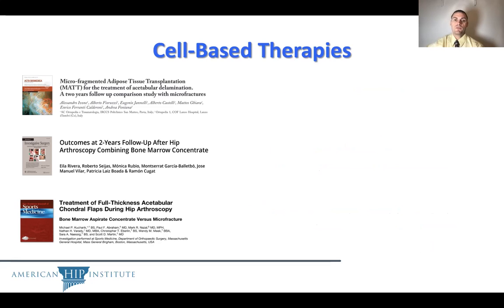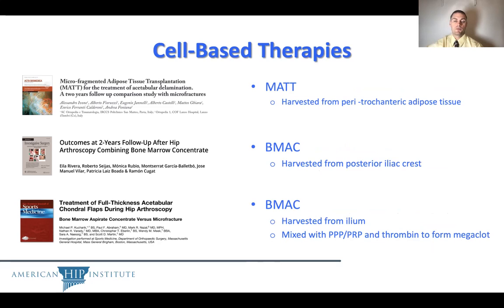However, once again, it's important to note that all 3 of these studies use different forms of cell-based therapy harvested from different areas with different preparation techniques, as well as different reporting methods. So it's difficult to pull all 3 of these studies into one meta-analysis to come up with a definitive conclusion.